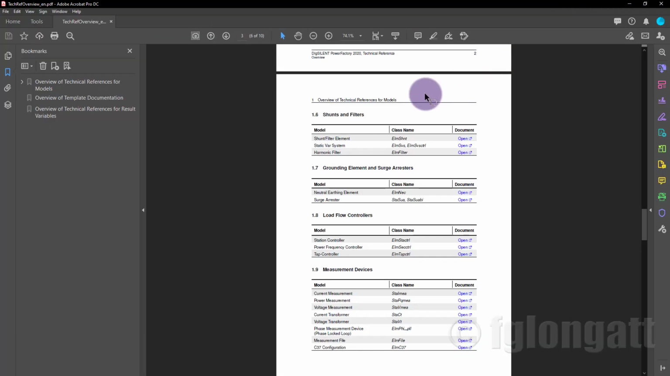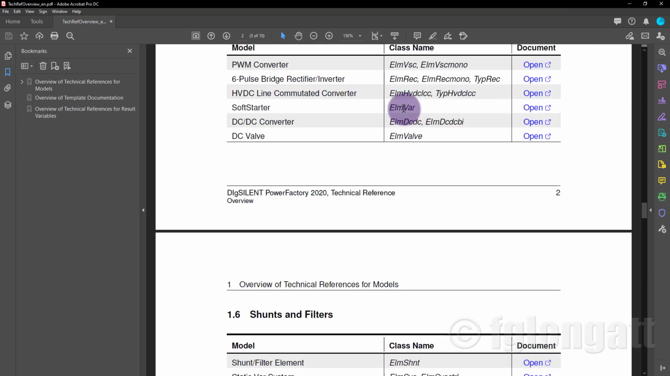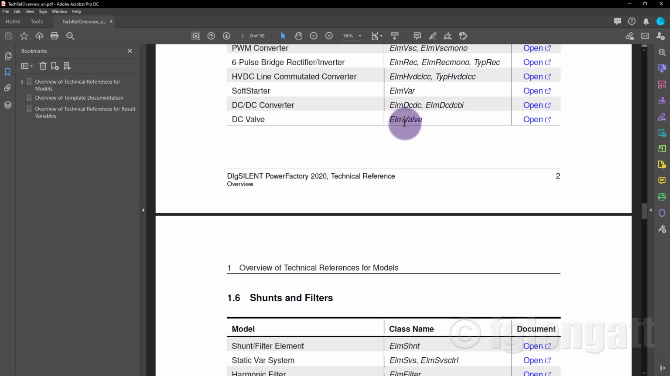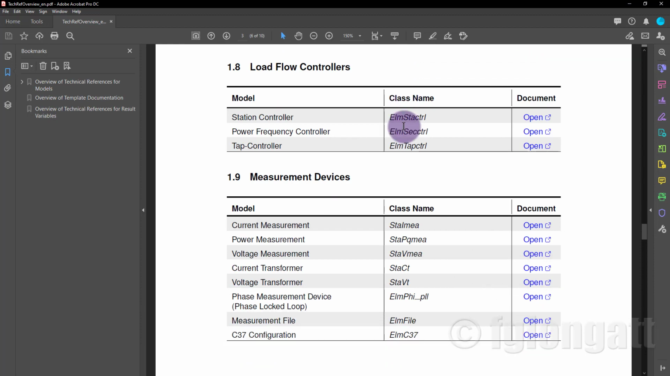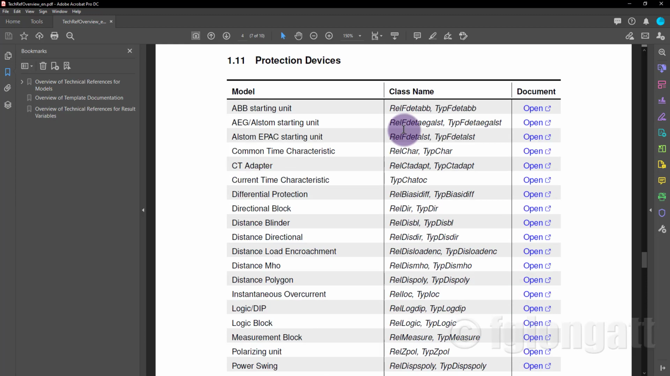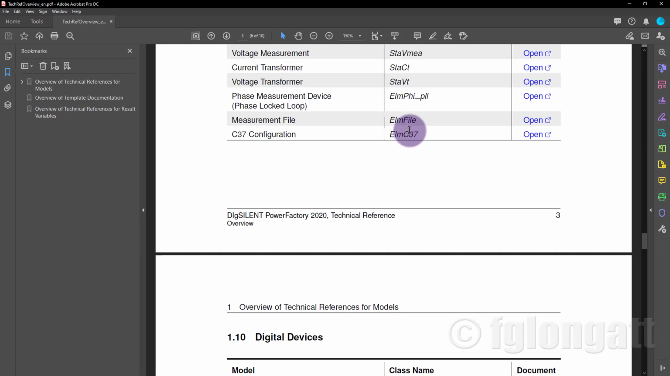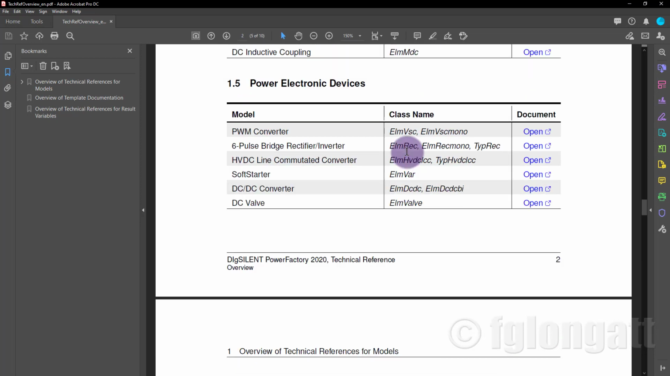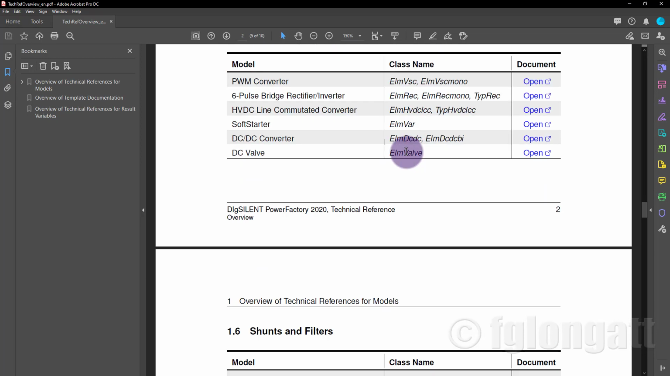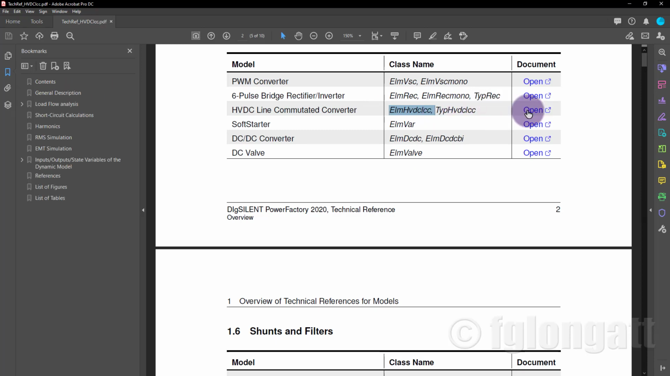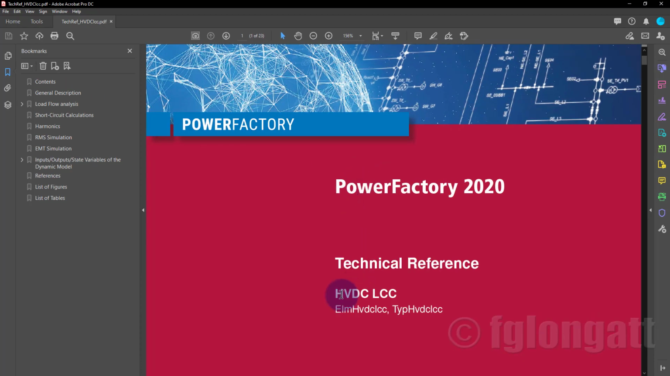Right now, I am opening the help, and I am going to the technical reference, looking for the technical reference of the power electronic converters. And here we are in power electronic devices, and as you can see, there is an HVDC link for LCC, and that is the one that I am looking for. I will open the technical reference, and right now we are inside the PowerFactory 2020 technical reference for the HVDC-LCC.